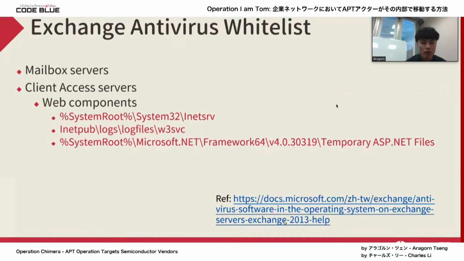And Microsoft has some antivirus whitelist suggestions for Exchange server, and you can see the whole list on their website. The actor can take advantage of these suggestions and make their attack easier. The whitelist includes mailbox servers, client access servers like web components. We think the actor knew it, so we found they often put their web shell or malware in these whitelisted directories. So we suggest that you check these whitelist folders first during incident response.